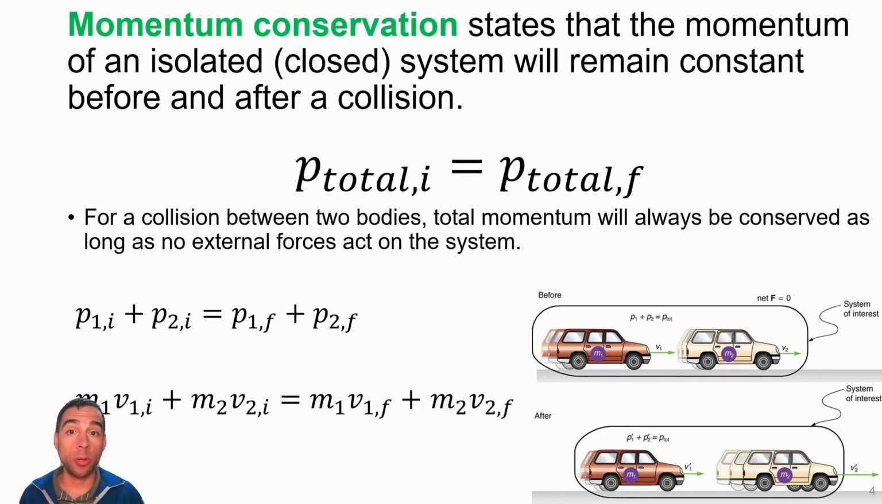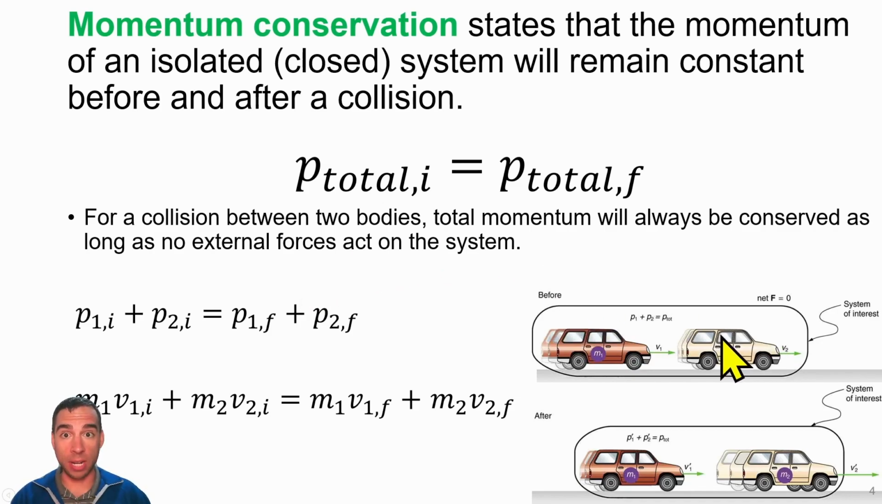We introduced another new idea of conservation. Previously we had energy conservation, and now we have momentum conservation, which says that for a closed system where there are no external forces acting on the system, the momentum will be conserved before and after a collision. However much momentum there was in our system in the beginning will equal the amount of momentum in the end.